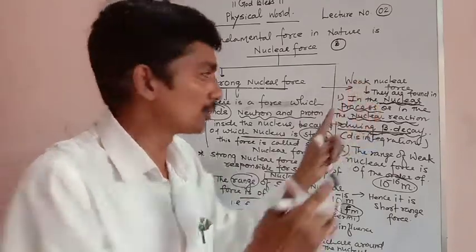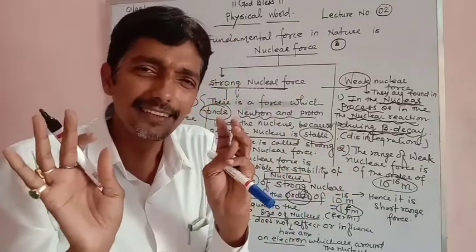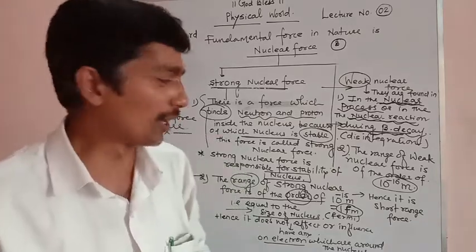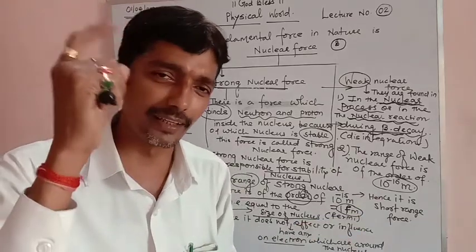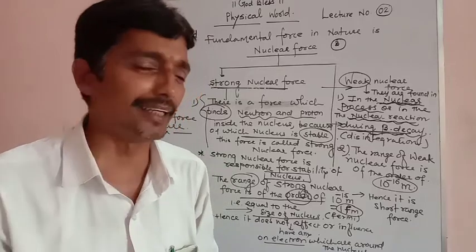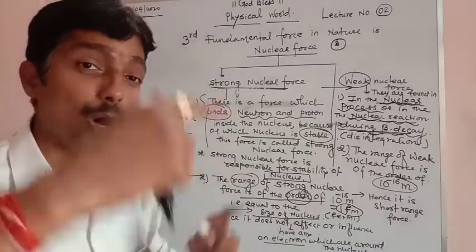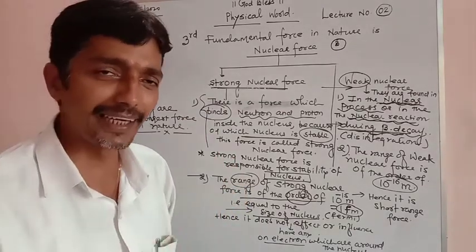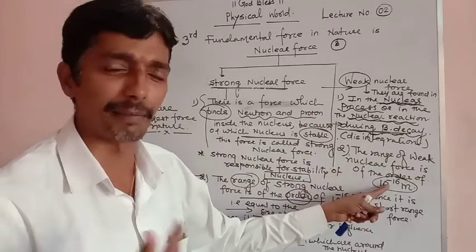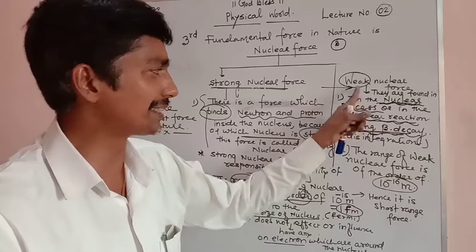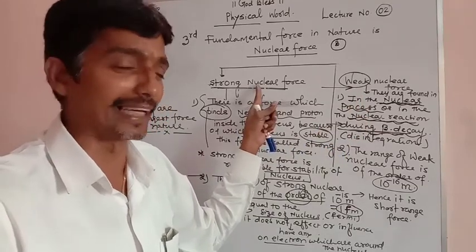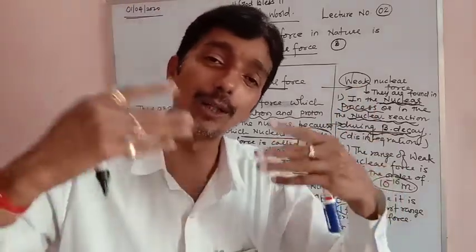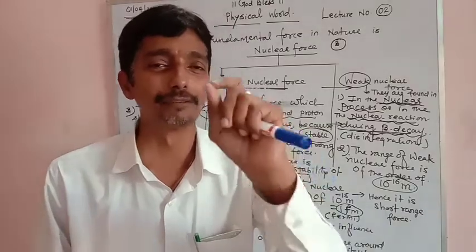Therefore, most of the students think this is weak, so it is weaker than everybody? No, it's not like that. Compared to the range of gravitational and electromagnetic, I have written that gravitational is long range and electromagnetic is also long range. But as far as the range of this one is concerned, it is 10 to the power minus 16. It is weaker than the strong nuclear force, but that doesn't mean it is weaker than all the forces. No, please remove this idea from your mind.